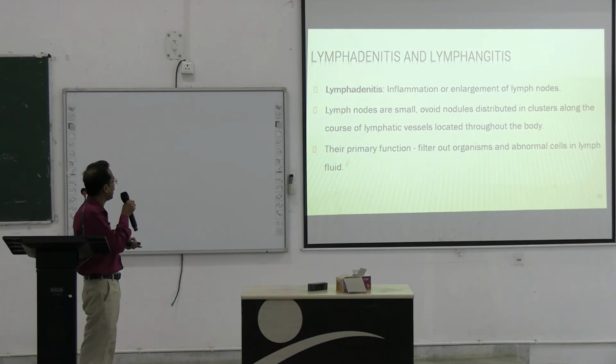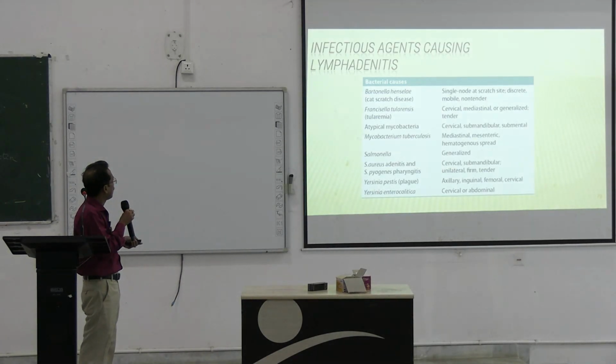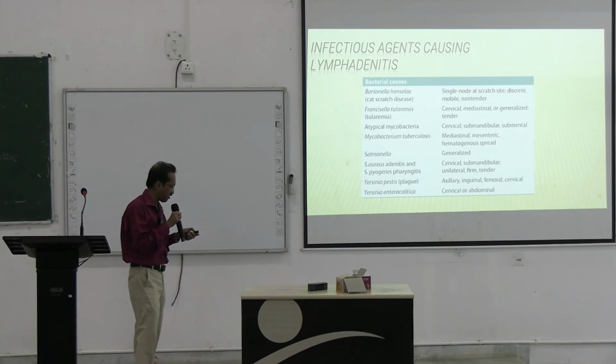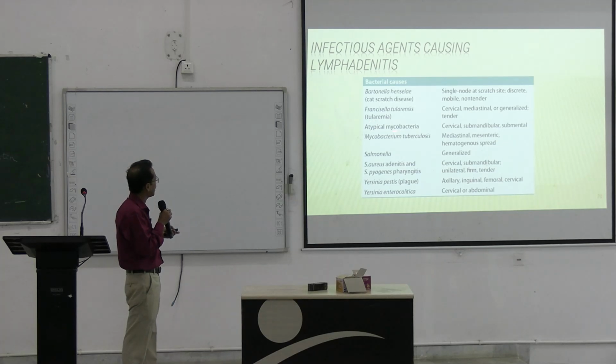Lymphadenitis, inflammation and enlargement of the lymph node. So bacterial causes of lymphadenitis: Bartonella henselae or cat scratch disease, Francisella, atypical mycobacteria, Mycobacterium tuberculosis, Salmonella, Staphylococcus aureus, Yersinia pestis and Yersinia enterocolitica. Among them Yersinia pestis, plague, does not occur now.